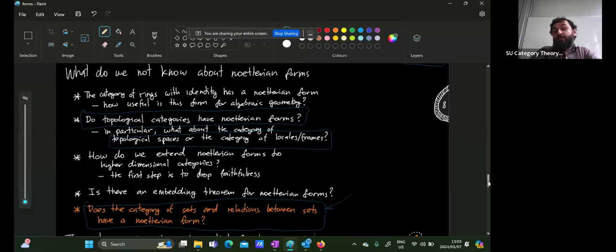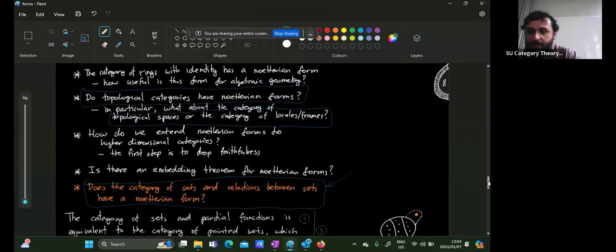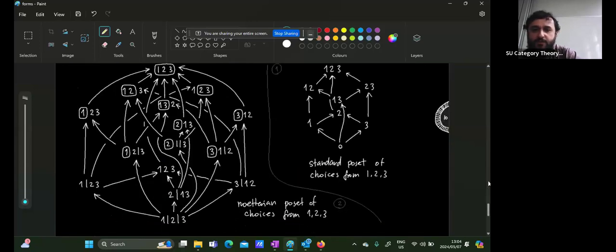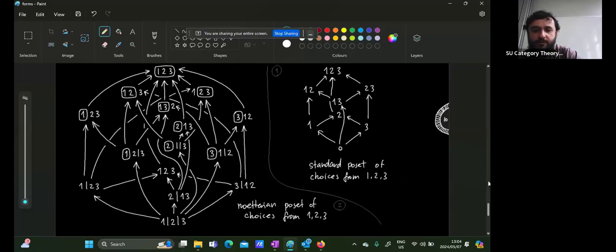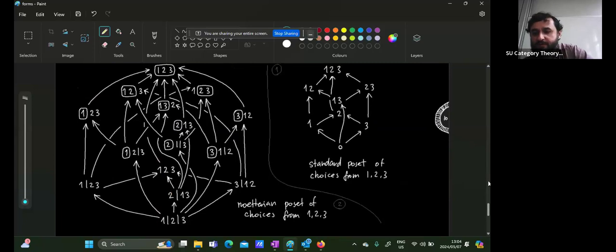We also don't know whether we have it for sets and relations between them. We do know that we have it for sets and partial functions between sets, because that category is equivalent to the category of pointed sets, whose dual is semi-abelian. And just one more thing I want to say. Sorry about this, but I'll finish in less than 1 minute.